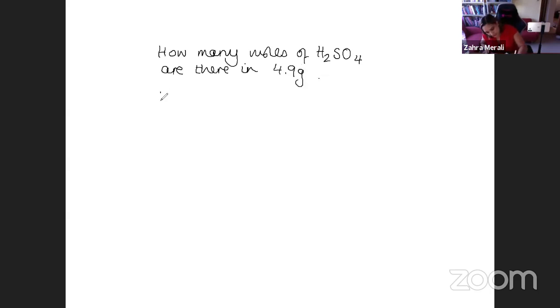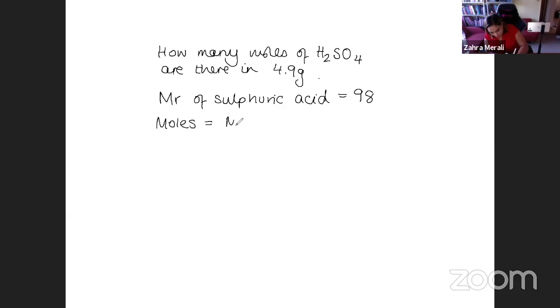Okay, so the first step is to find the MR of sulfuric acid. So you're going to look up hydrogen, sulfur, oxygen. You have 2 hydrogens, 1 sulfur, 4 oxygens. When you calculate that, you get 98. So then your number of moles is equal to your mass divided by your MR. So in your calculator, you've got 4.9 divided by 98, which gives you 0.05 moles.